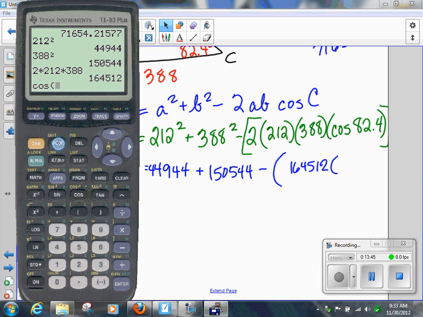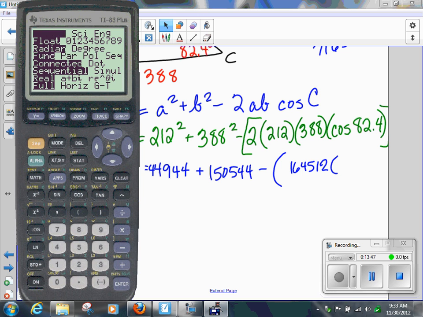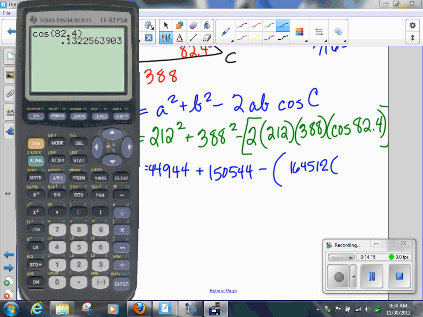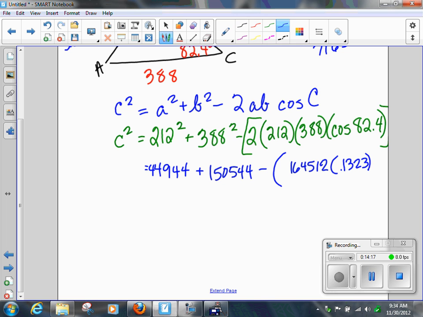cosine of 82. Make sure I'm in degree. Aha! I wasn't in degree. Y'all were right. Are y'all all in degree mode? Y'all are right. I'm wrong. I'll claim that, and I don't like to. There we go. Dang it. 0.1323.